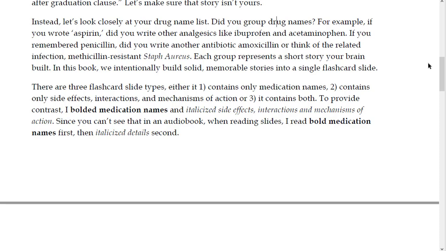There are 3 flashcard slide types. Either 1 contains only medication names, 2 contains only side effects, interactions, and mechanisms of action, or 3, it contains both. To provide contrast, I bolded medication names and italicized side effects, interactions, and mechanisms of action. Since you can't see that in an audiobook, when reading slides, I read bold medication names first, then italicized details second.